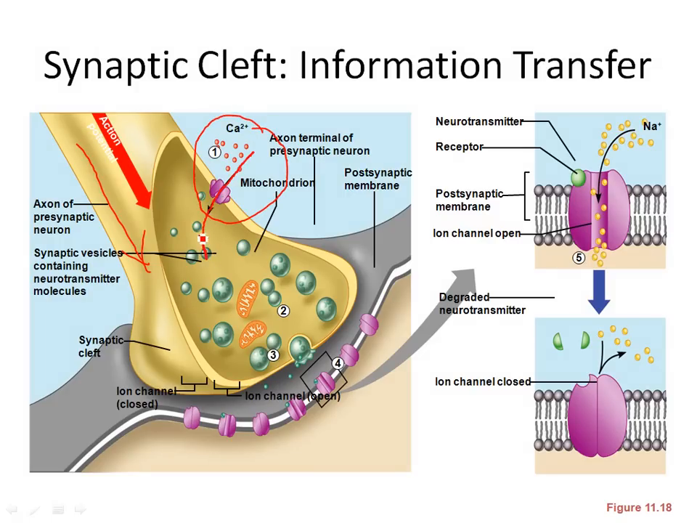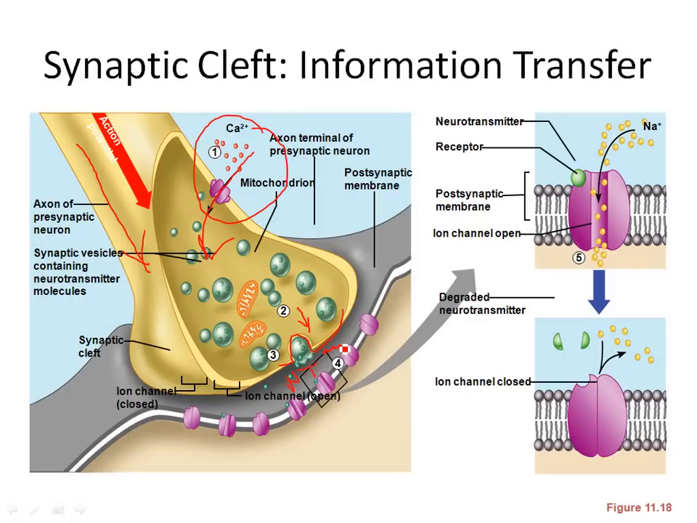Calcium flows into the membrane, and that calcium triggers exocytosis of these little vesicles here. Those vesicles contain neurotransmitter, a chemical. So when they accomplish exocytosis, you are now releasing neurotransmitter into this space.